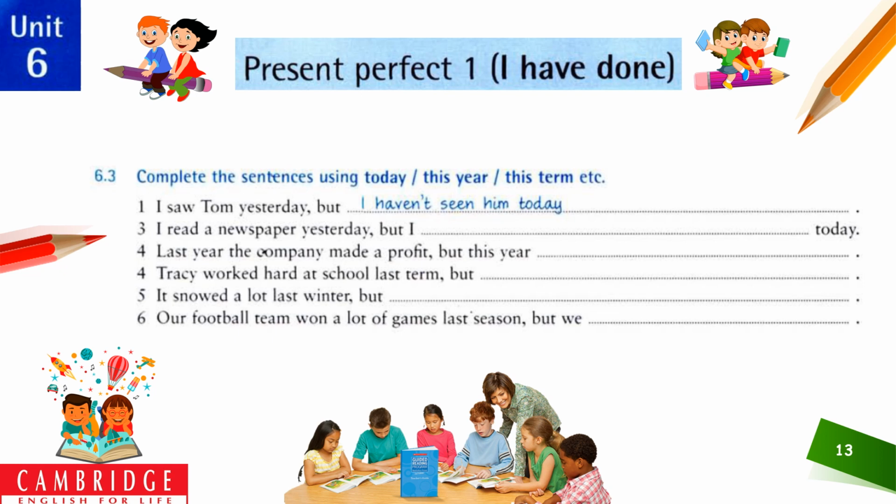Students, here we have 6.3. Complete the sentences using today, this year, this term. I saw Tom yesterday, but I haven't seen him today. So this kind of correlation should be there. Yesterday, today. So you need to understand the context of the sentence, and accordingly you should make use of today or this year, this term, whatever it is. Accordingly you need to write a meaningful grammatical sentence. Okay, students.